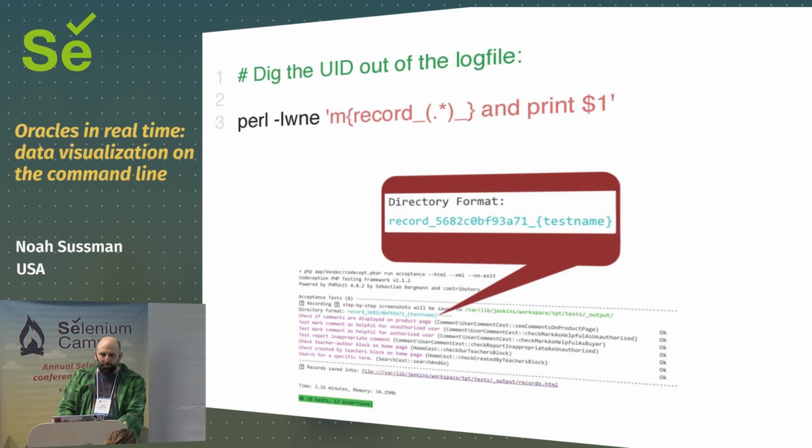So I'm using Perl to dig this ID out of the log file. This is a great example of building an oracle because the framework is new and the plugin is new, right now there's actually no way to get this ID programmatically. It's only printed in the log file. It's not actually accessible programmatically. So I'm going to write a patch and submit it back and all that, but that takes time and I needed to get this done.